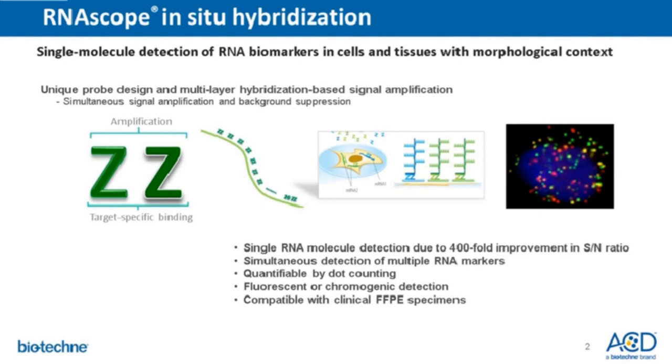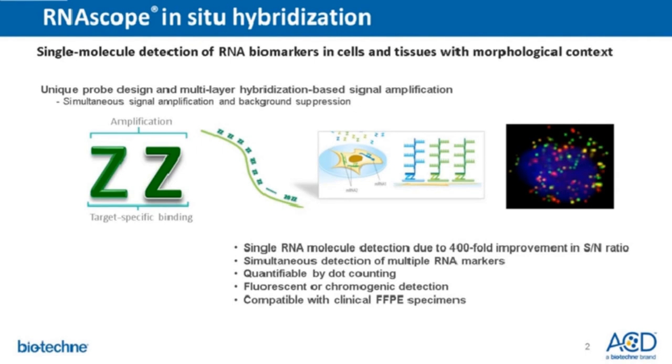Double Z probes couple target-specific binding and signal amplification, such that only when a pair of Z probes bind simultaneously to a target, signal amplification can occur. This greatly reduces the background and improves signal-noise ratio by 400-fold. Single RNA molecules are detected as punctate dots, as you can see here. You can quantify your target RNA by simply counting the number of dots per cell.